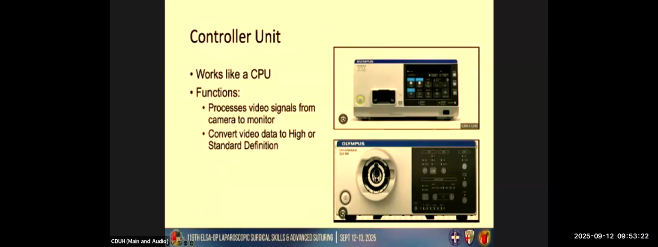The controller unit works like a CPU. It processes video signals from the camera head to the video monitor to provide accurate visualization of the operative field, and converts video data to high or standard definition. Other controller units combine both image processor and light source functions.